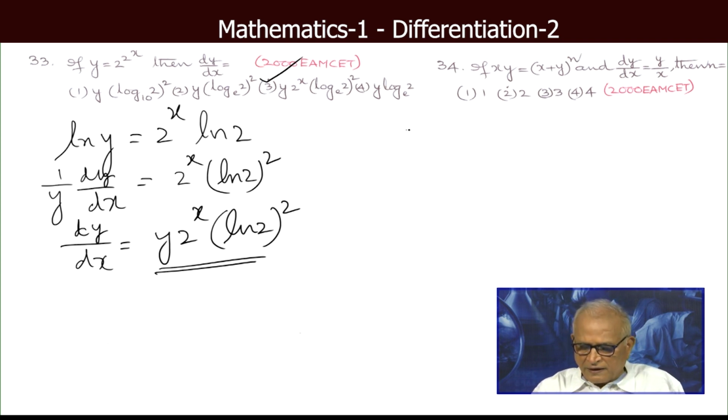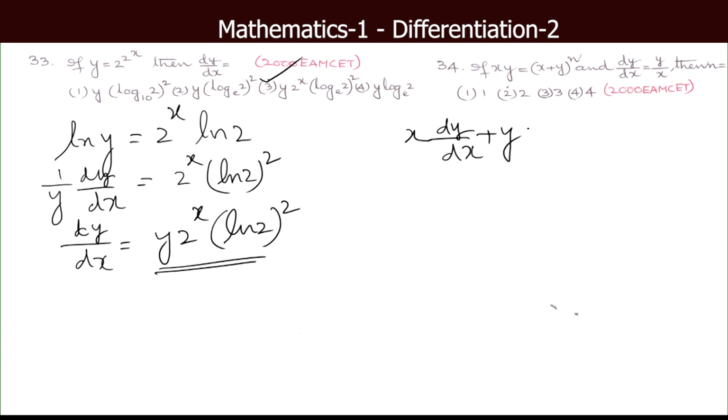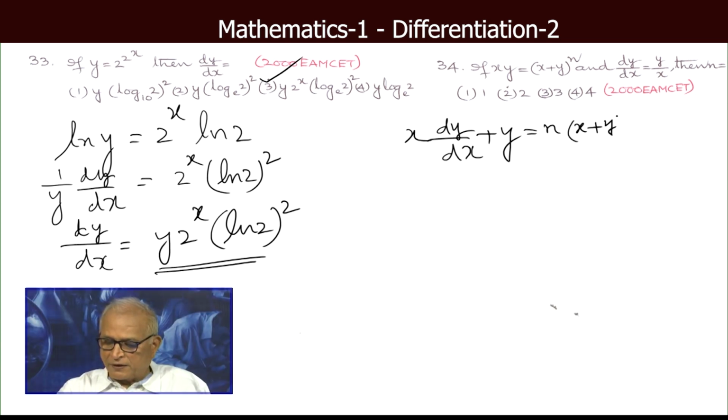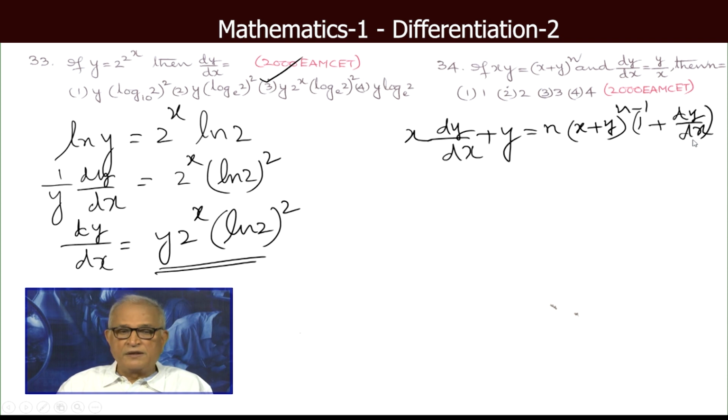xy derivative, x into dy dx plus y is equal to n times x plus y whole power n minus 1. అక్కడికి అయిపోలేదు. x plus y whole power n derivative, n times x plus y అనేదో సమ్ t అనుకుందాం, n times t power n minus 1 into derivative of t with respect to x, అంటే derivative of x plus y, 1 plus dy dx. Follow? Derivative of x is 1, derivative of y is dy dx.